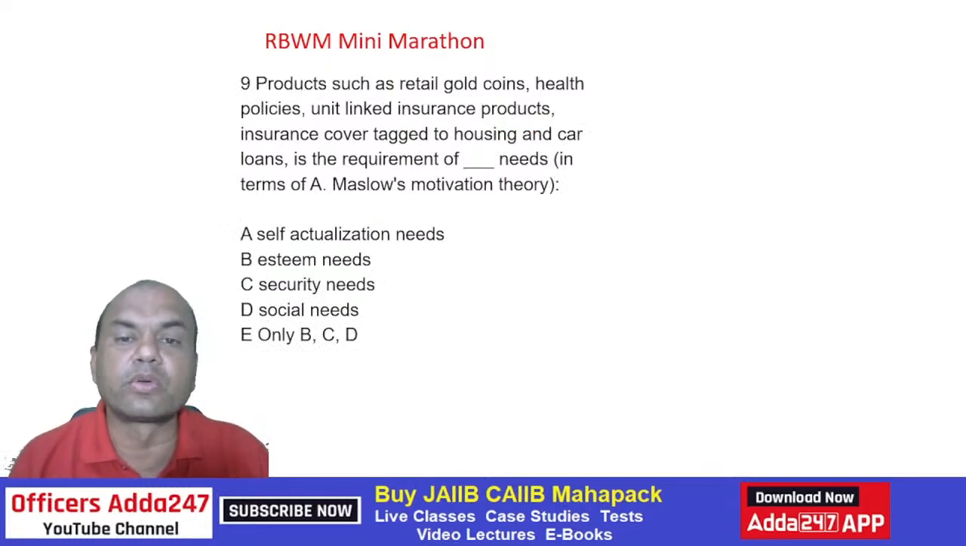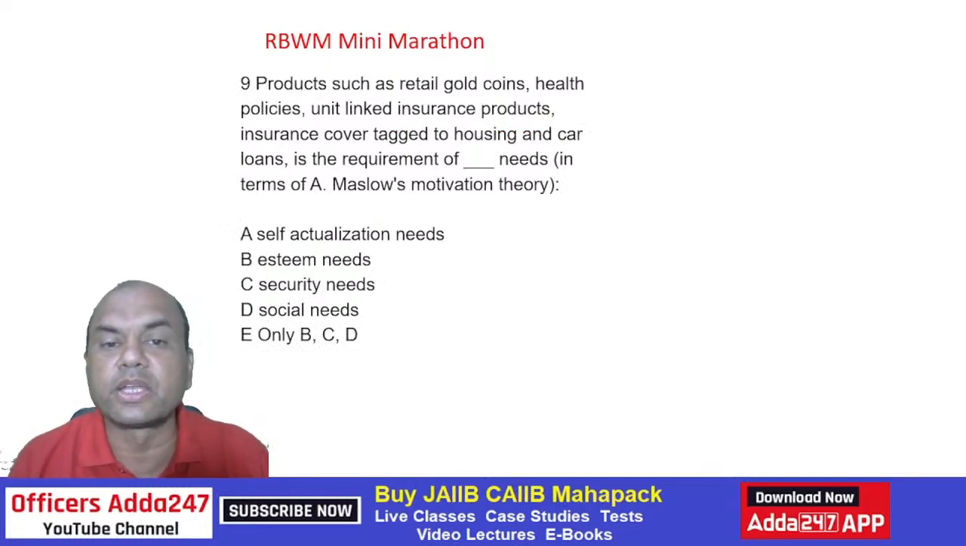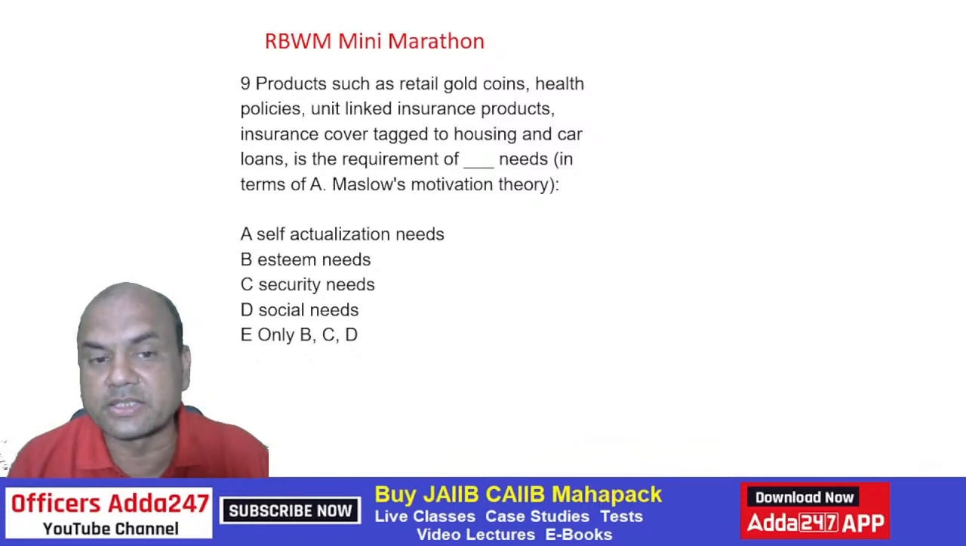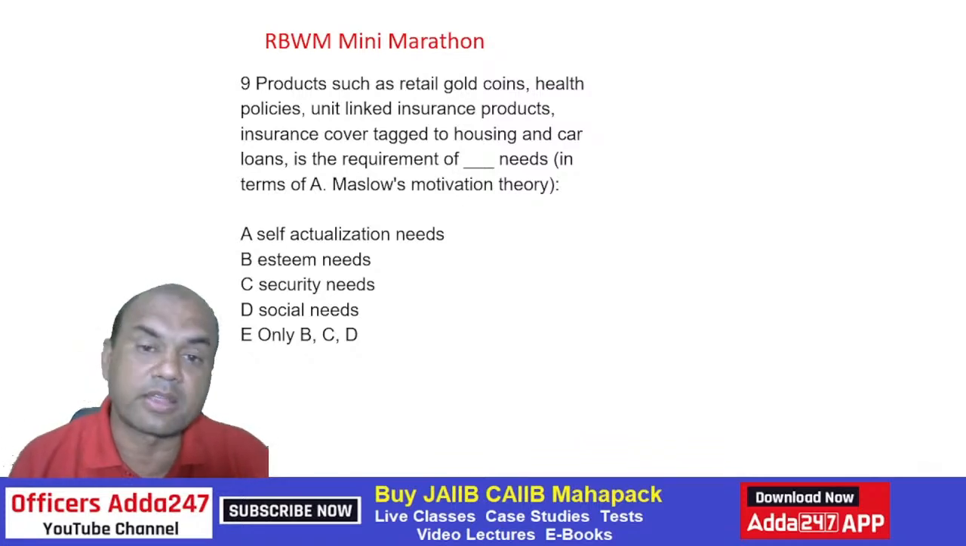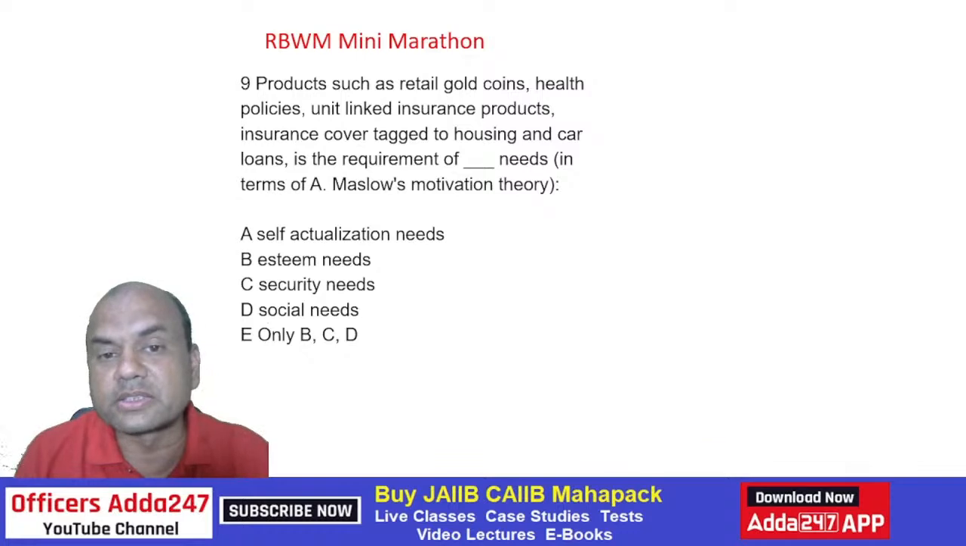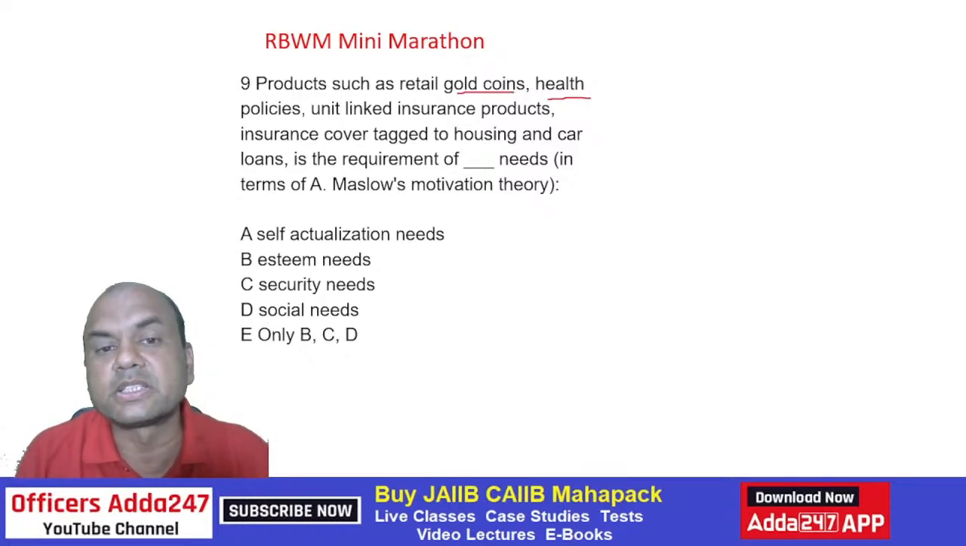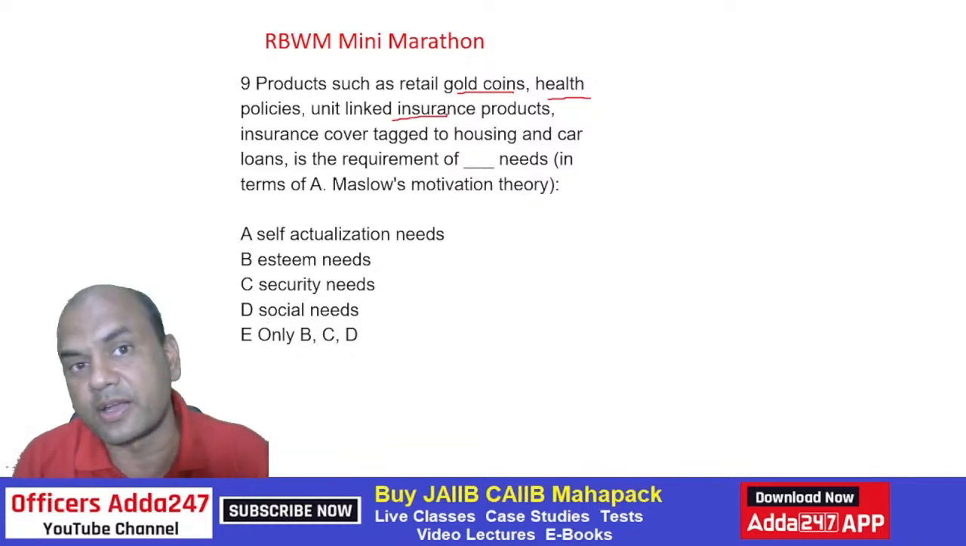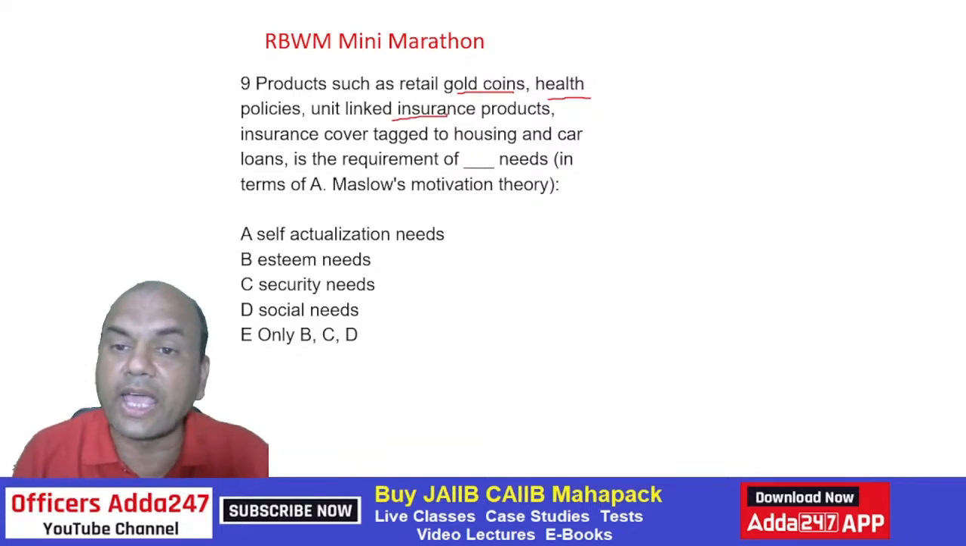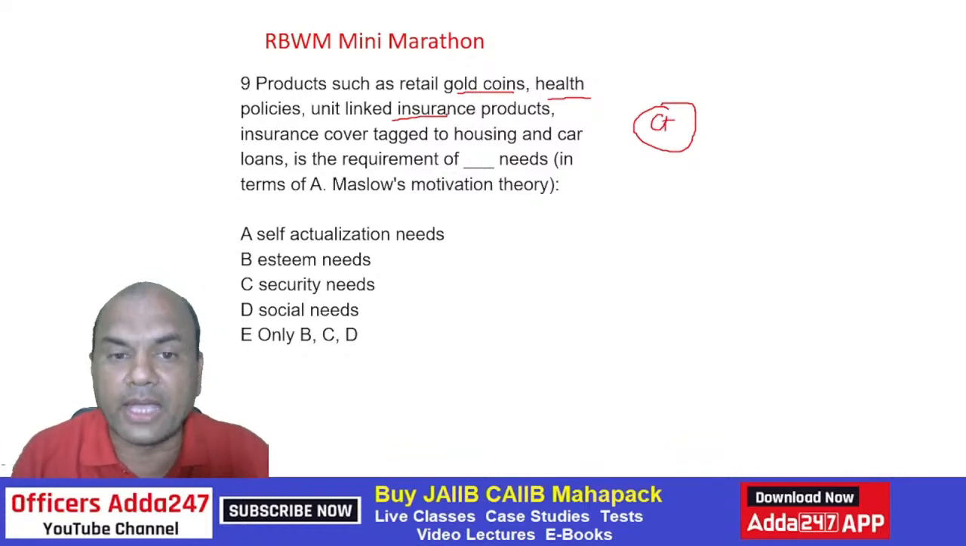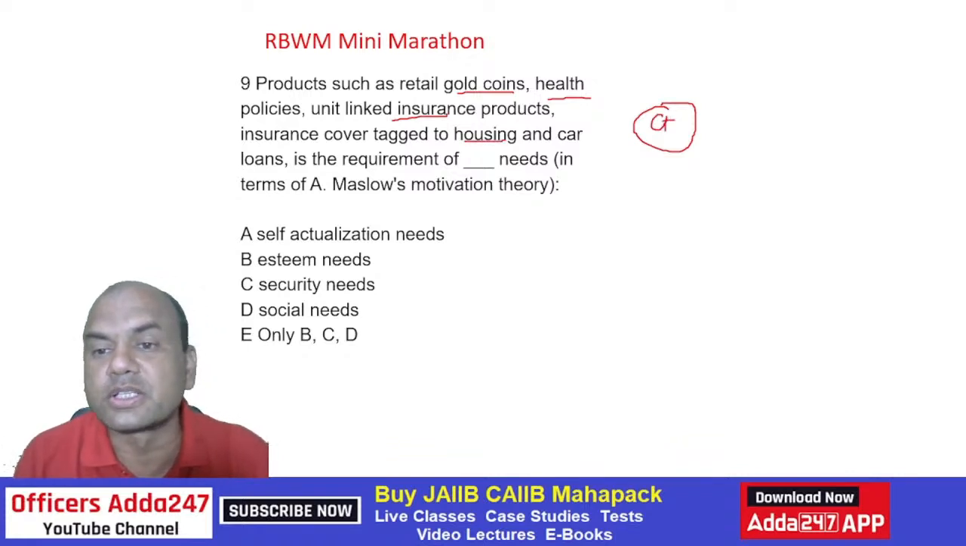Products such as retail gold coins, health policies, unit-linked insurance products, insurance cover tagged to the housing and car loans is a requirement of dash needs as per Maslow's hierarchy. So what do you mean by this? See here, the question is not of selling the gold coins or health policies or ULIP. The question is tagging this. Suppose this is a gold coin, I am tagging this to housing and car loan. So this is the housing loan.